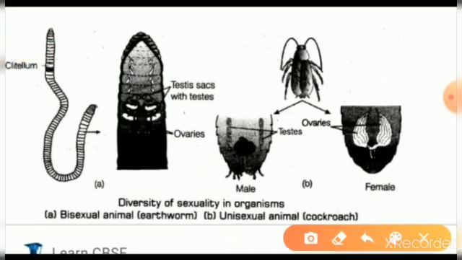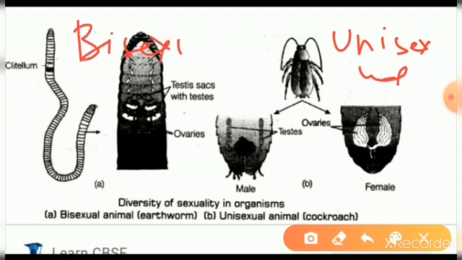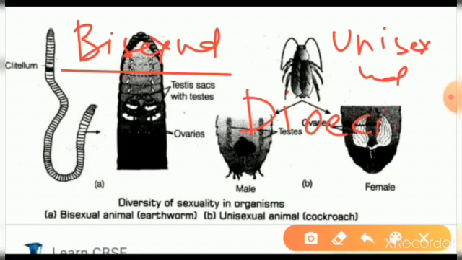Next is sexuality, whether the individual is unisexual or bisexual. Now, unisexual is also known by the name dioecious, and bisexual is known by the name monoecious. Now what are unisexual individuals?